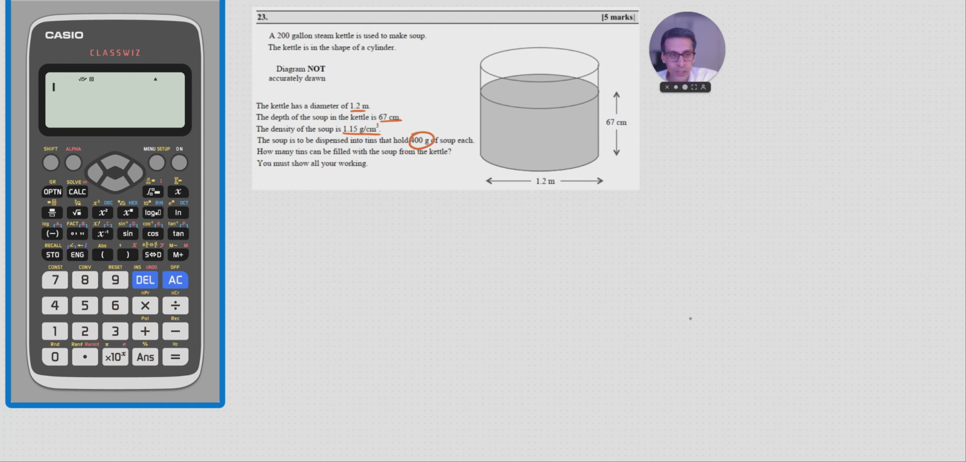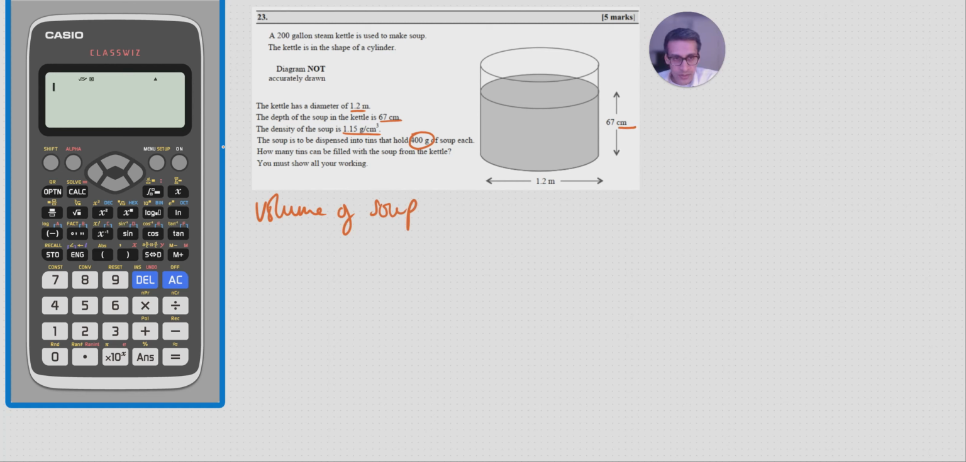Right, so we need to work out the volume of the soup, and it's interesting that they've given us the mass of the soup that is going to be dispensed rather than the volume of the soup. So let's start by trying to figure out the volume of the soup, which is just the grey bit here.